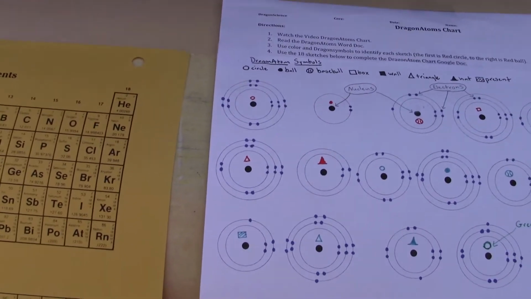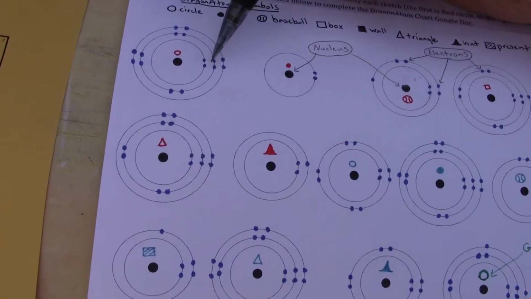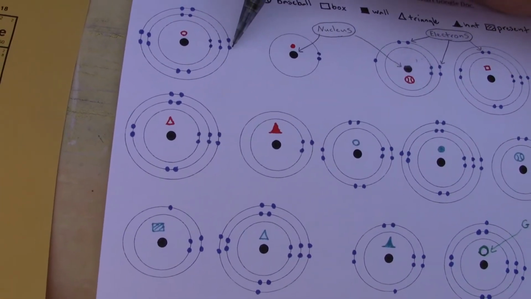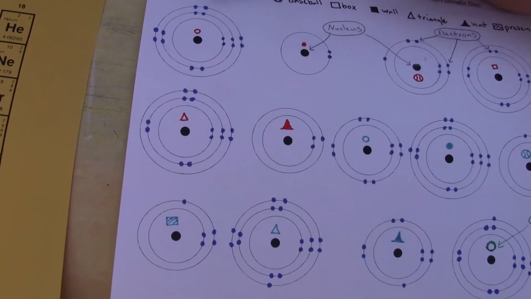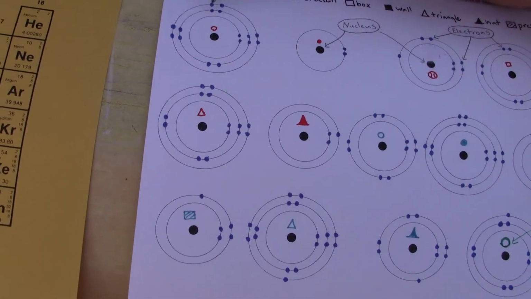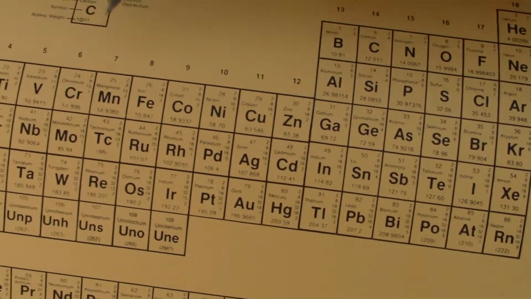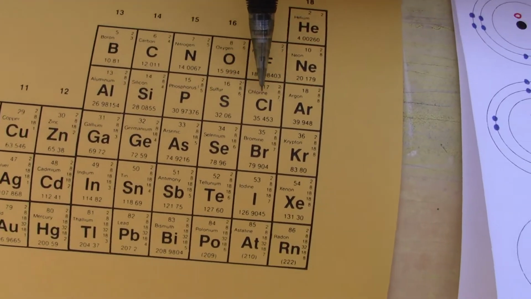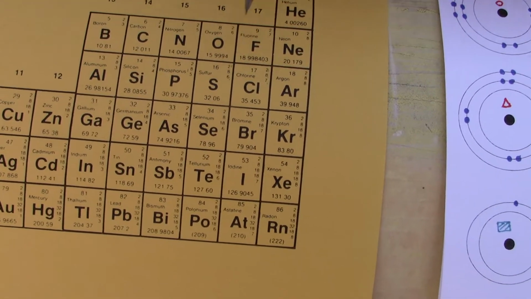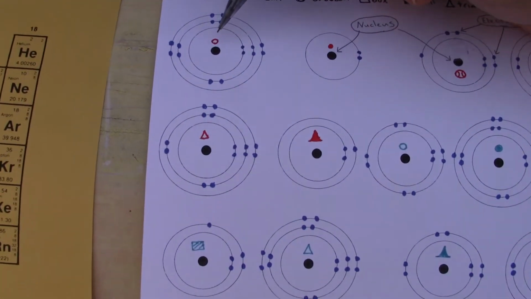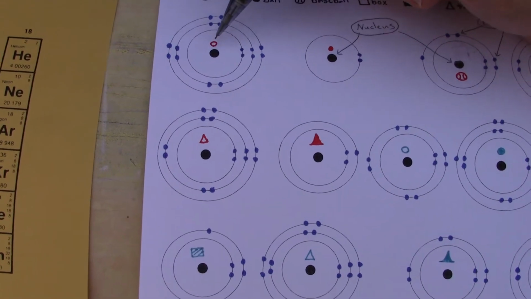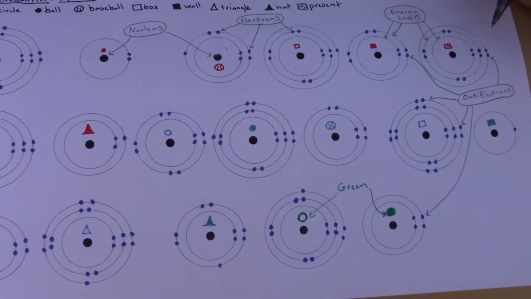The way I prefer to do it is to count the number of outie electrons. So what is this? There's 6 outie electrons, 1, 2, 3, 4, 5, 6, and there are 3 energy levels. So we come over here to where there are 3 energy levels, and the one with 6 is sulfur. So the red circle is sulfur.